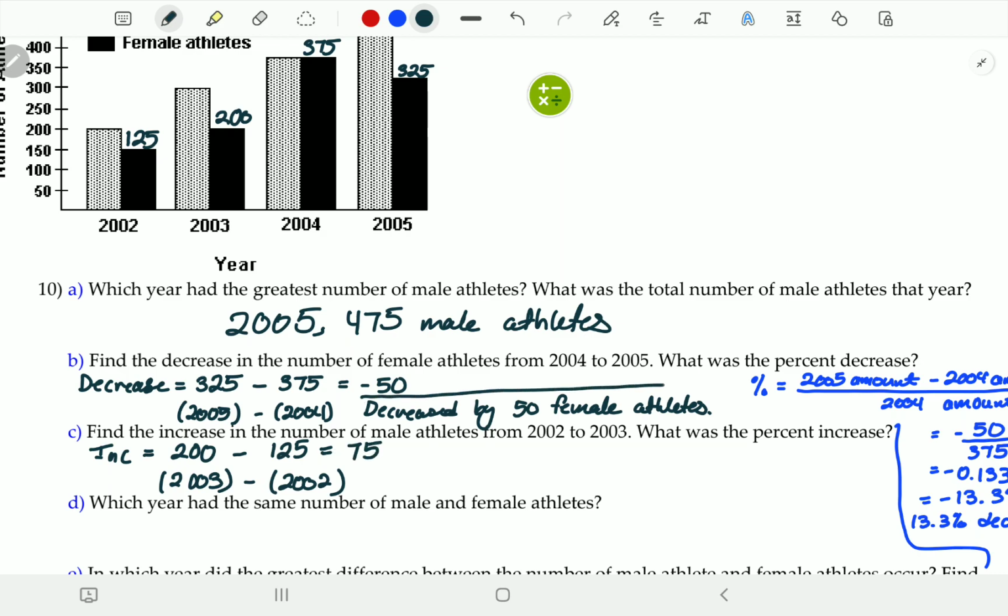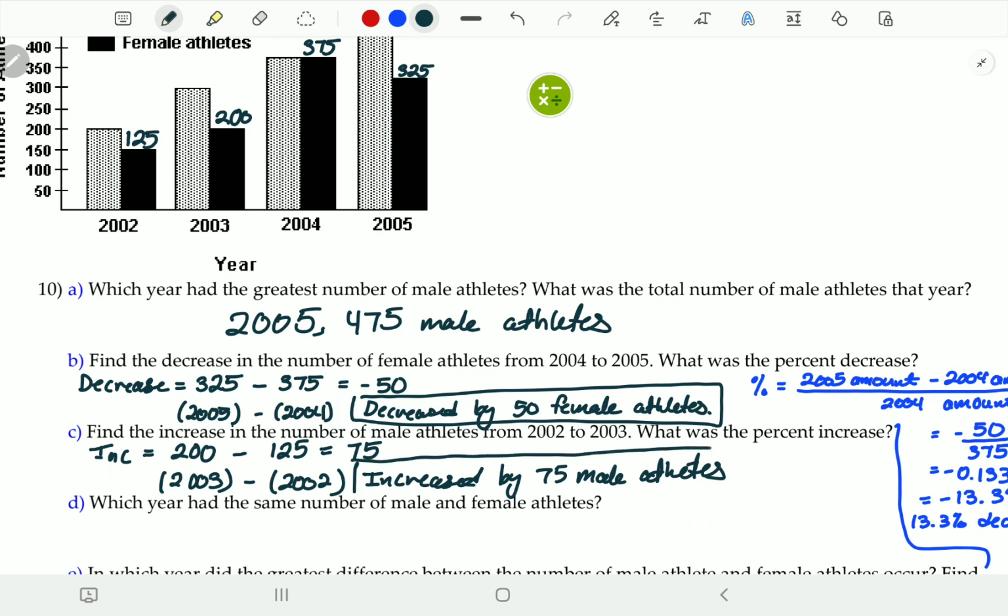Let me also box this one up here. So we could say that it increased by 75 male athletes. And that is the answer to 10C.